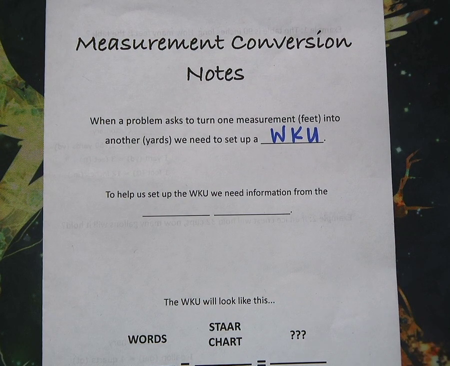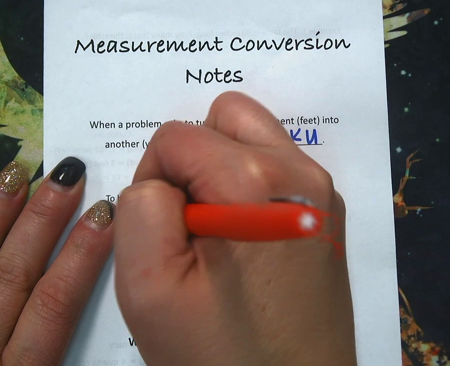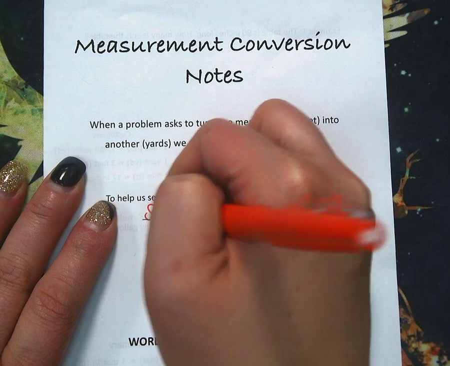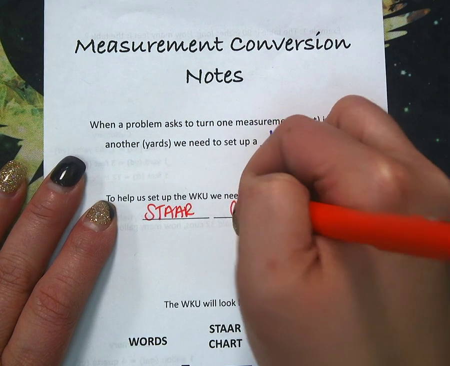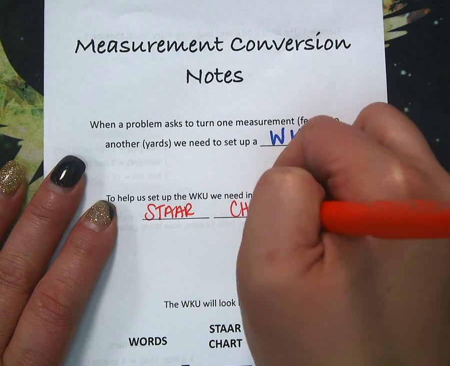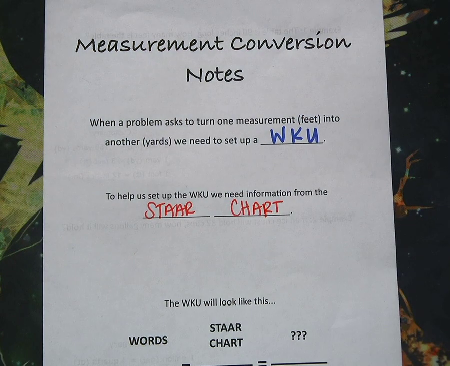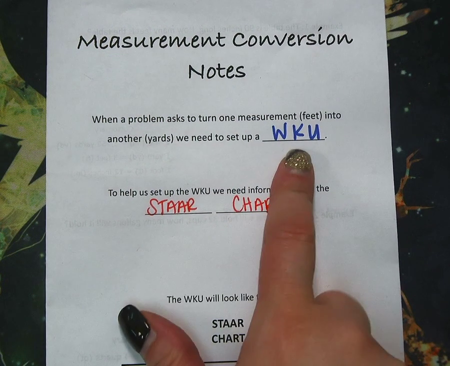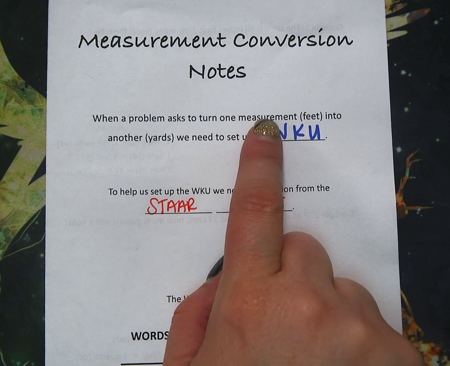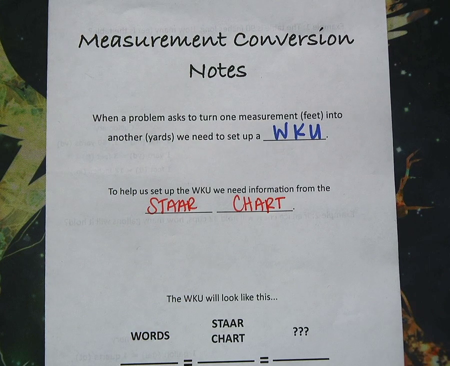And it says to help us set up the WKU for measurement conversion problems, we are going to need information from our star chart. So your star chart is your reference materials they give you for STAAR, okay? And so we're going to look at that here in just a second, and we will use our star chart to solve these WKUs concerning measurement, okay?